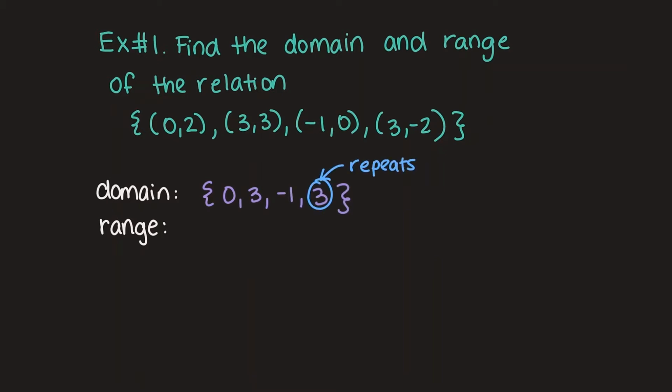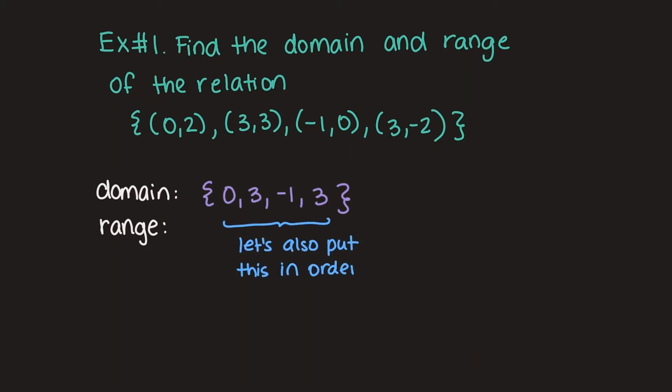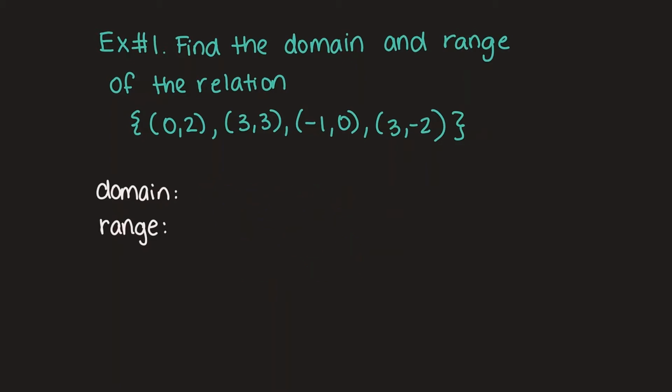And notice that the 3 repeats. We actually don't need to list this twice, so we can just list this once. And we could also put these numbers in order if we wish. Therefore, our domain for this relation is -1, 0, and 3. The range is just the y-coordinates. Putting these values in order, we have -2, 0, 2, and 3 for the range.